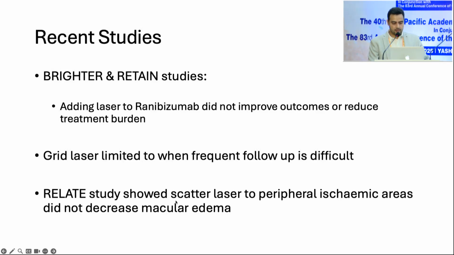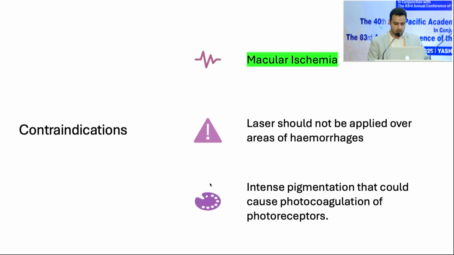There was another study, the RELATE study, which tried to find out whether scatter laser to the peripheral ischemic areas will decrease macular edema, although they also did not find anything significant. Again, the contraindication, as we talked about, is that the macular perfusion should be checked, and if there is macular ischemia, then we should not do a grid laser.